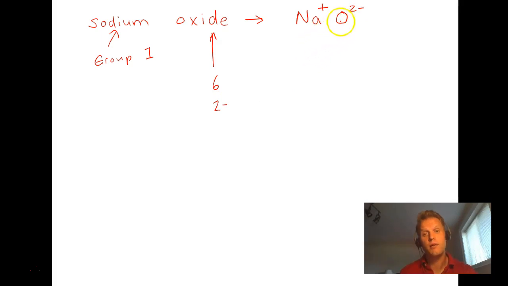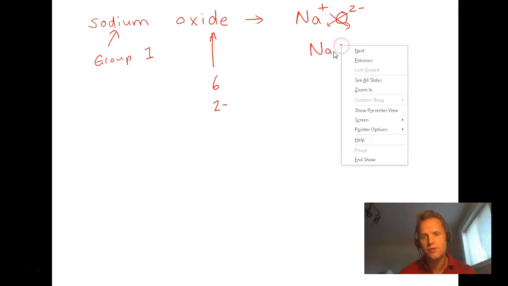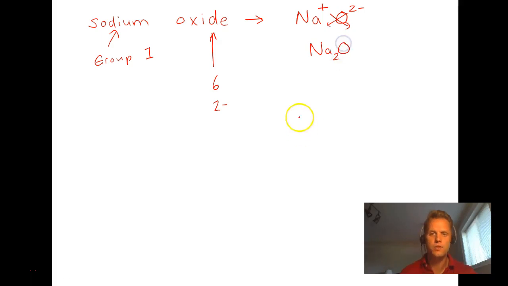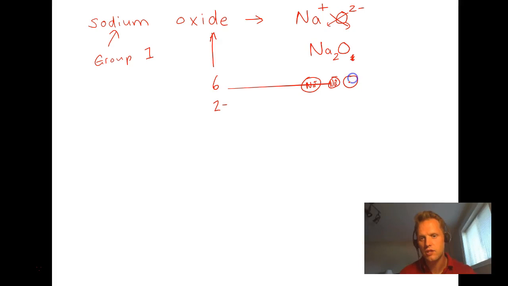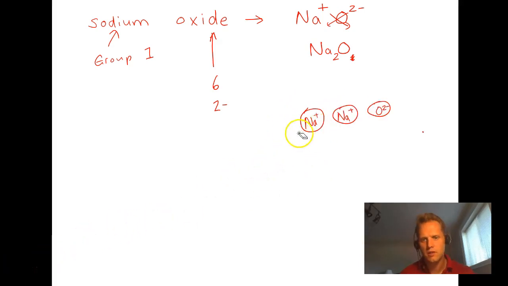To find the formula, all I do is I bring down the numbers, and it's going to be Na2O, just like that. And that means that I have 2 sodiums and 1 oxygen, but we don't show that 1. So I have a sodium ion, 2 of them, and oxygen, 2 negative. So let me just clean that up. So we have 2 sodiums and 1 O2 negative.